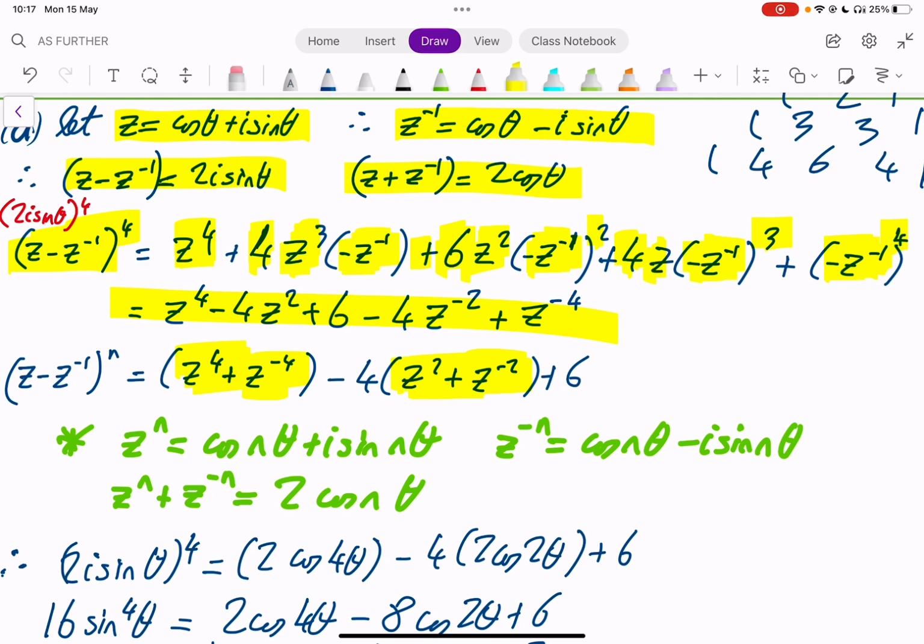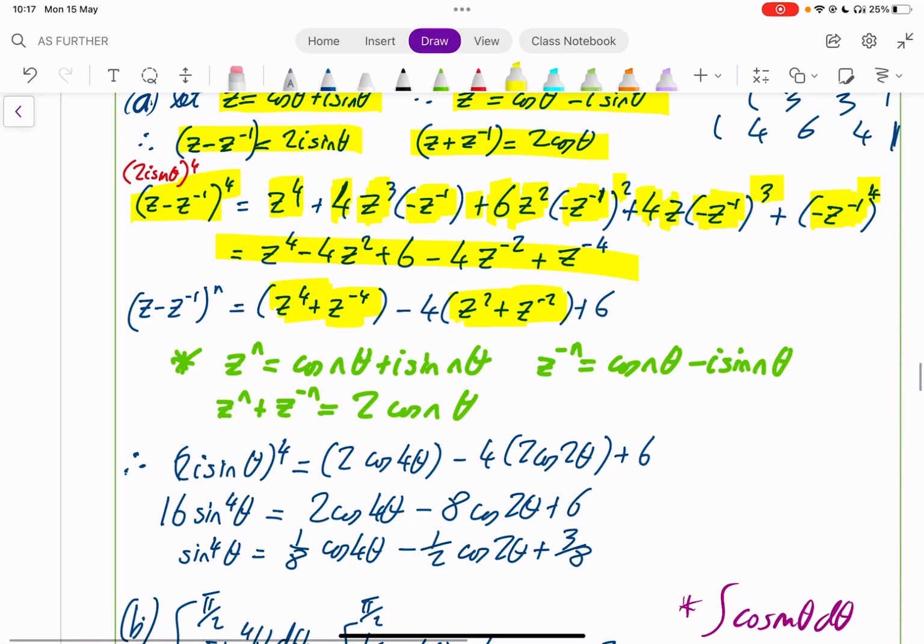We added them because, looking above, we've got z to the power of something plus z to the power of minus that something. So this whole line up above, we can rewrite: z to the power 4 plus z to the minus 4 is just 2 cos 4 theta. The z squared plus z to the minus 2 is 2 cos 2 theta. And on the left-hand side, z minus z to the minus 1, remember I said earlier, was 2I sin theta, to the power 4. So that's what you've got.